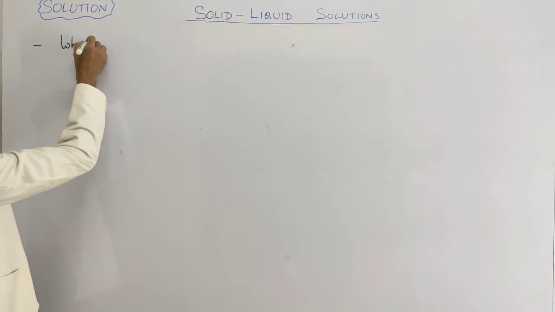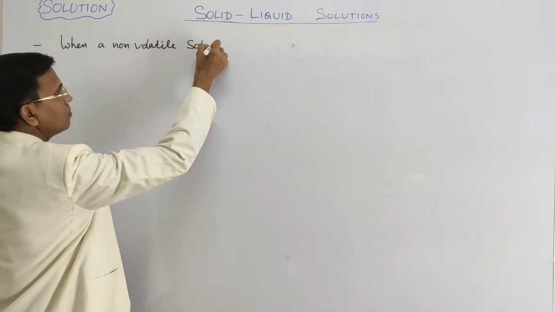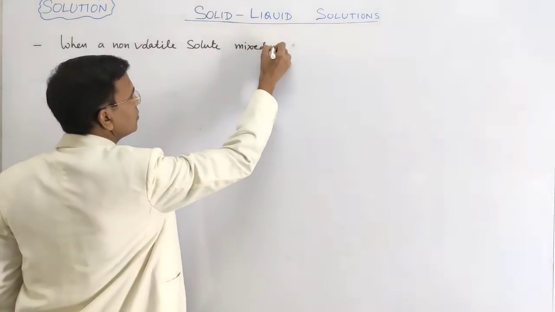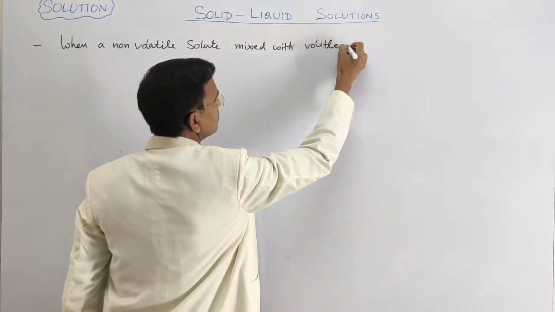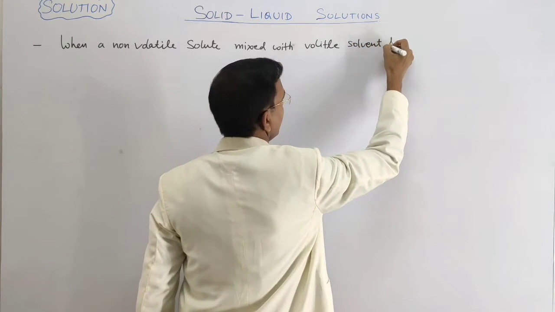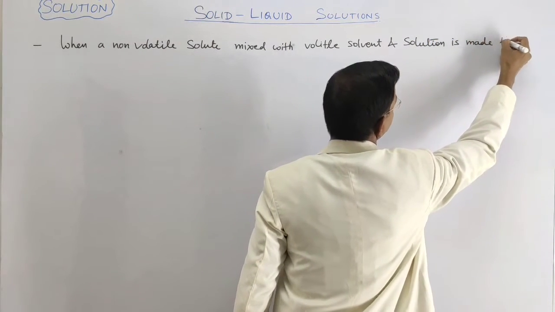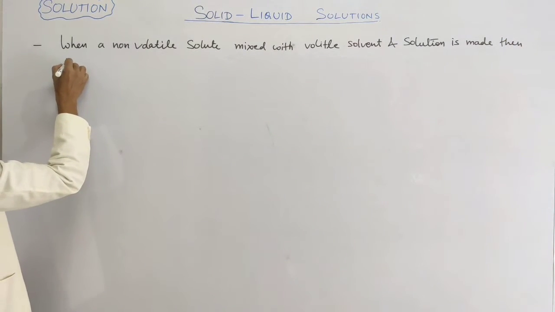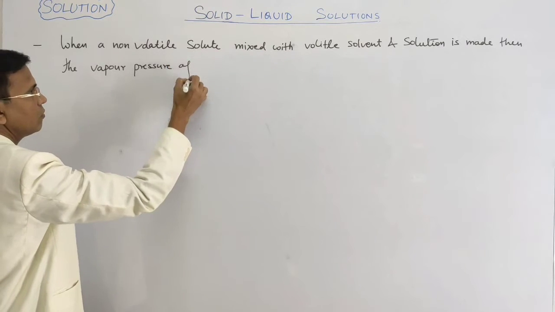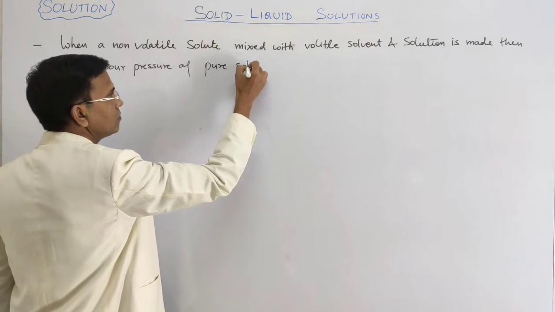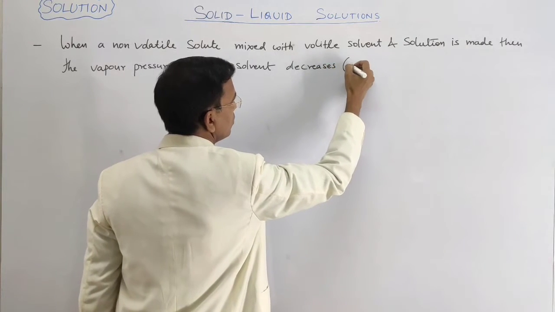So here, when a non-volatile solute is mixed with a volatile solvent and a solution is made, then the vapor pressure of the pure solvent decreases or is lowered.